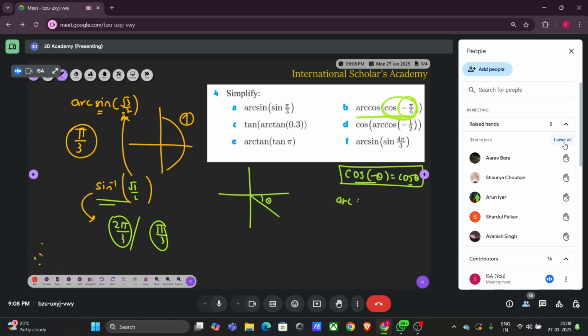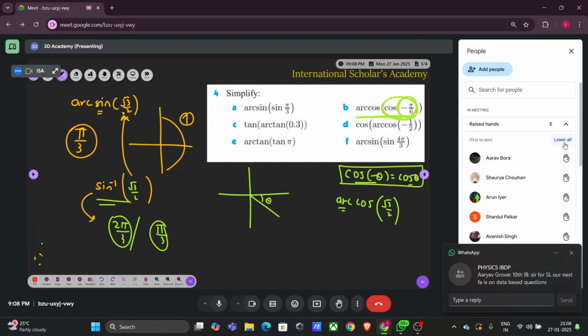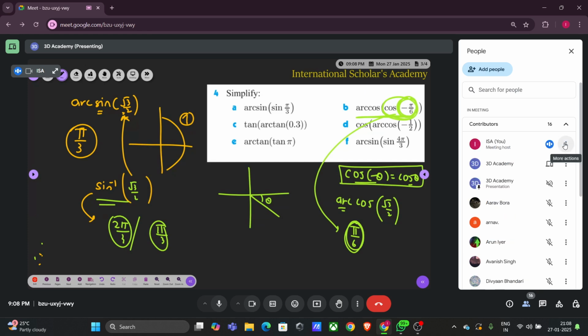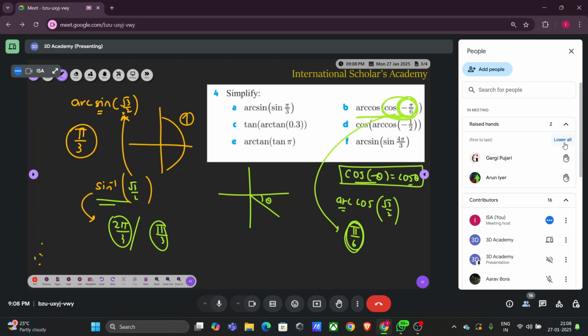Whatever will be the answer for this, cos minus π/6 is √3/2 only. But when you take the inverse of this, the answer comes for π/6. So the answer will be π/6. Here the value was -π/6, but we got the final answer as π/6. How many of you are understanding it? Those who are understanding it, please raise your hands. Very good.